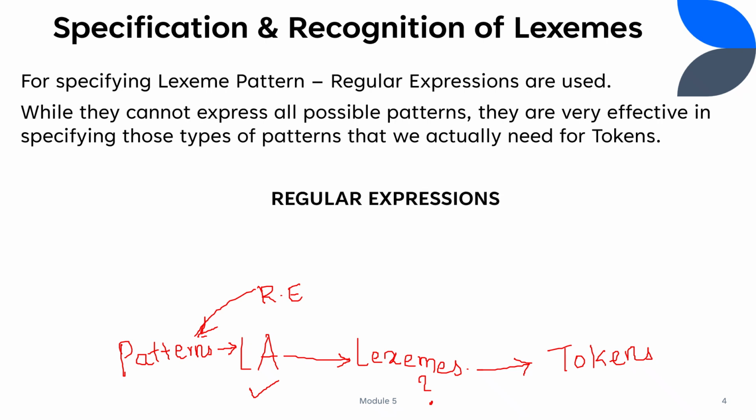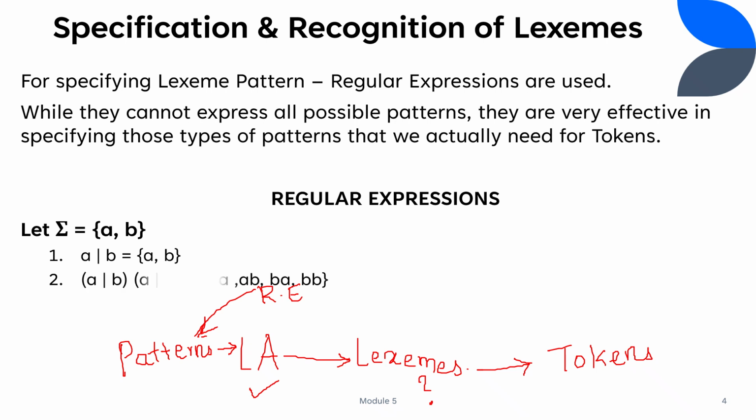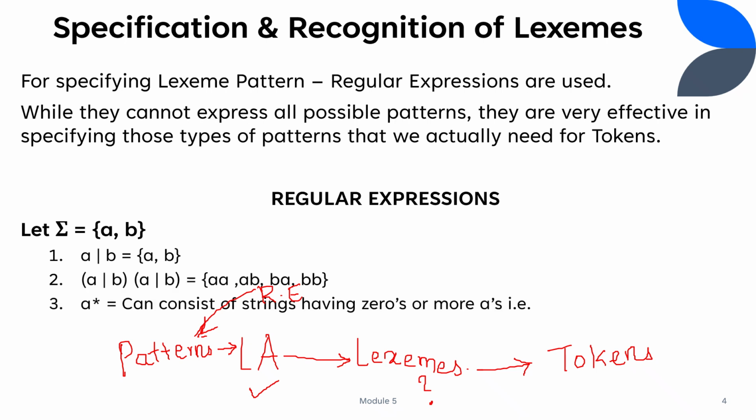Let us understand what the various regular expressions are. Assuming that sigma, my input alphabet, is {a, b}, the first way of writing a regular expression is a|b. This standing line represents the OR operator. For this regular expression, the valid strings will be a or b. If I write (a|b)(a|b), then the valid strings will be aa, ab, ba, and bb.